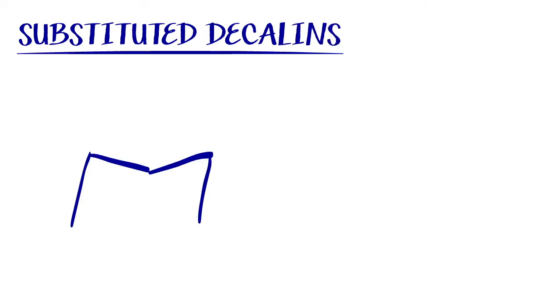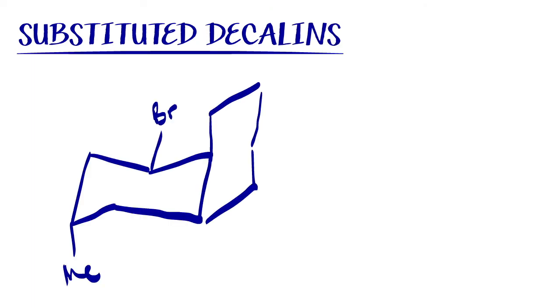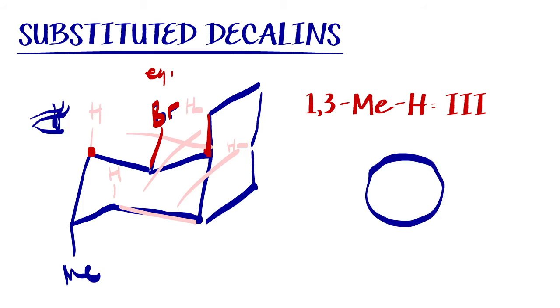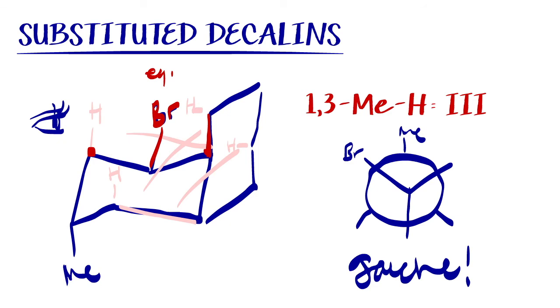Now, let's make things interesting and add some substituents. Here we have a cis decalin with a methyl and a bromine substituent. First, we can count the 3 methyl-hydrogen diaxial interactions from the example of unsubstituted decalin, since we know none of these groups have changed. Next, let's look at interactions from the bromine substituent group. Checking for gauche interactions on groups 1 carbon away, there are none on the left but 1 methyl on the right. You can visualize this gauche interaction with a Newman projection.